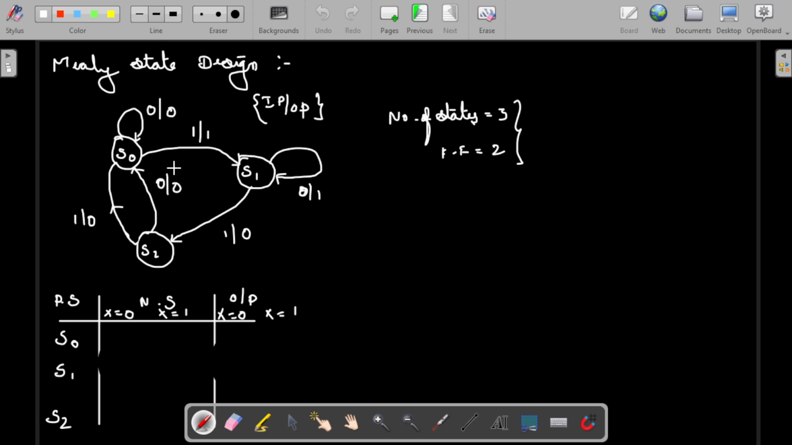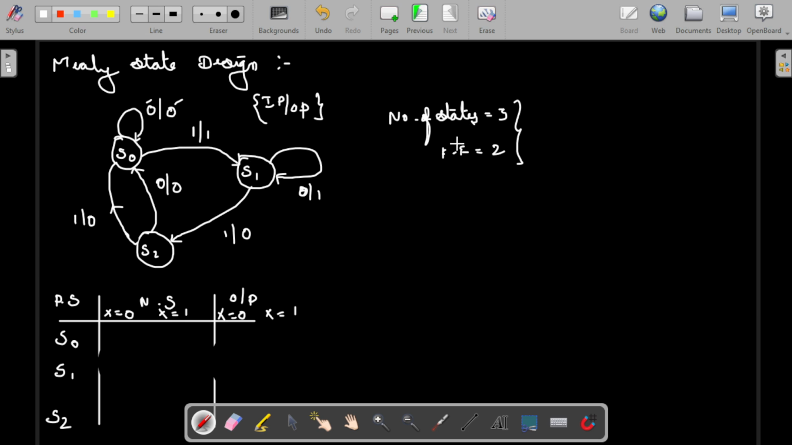Here we have taken one analogy where initially it is in the S0 state. When input is 0, the corresponding output will be 0 and it will stay in the same S0 state. This is how the Mealy machine will be represented. This is our input, this is output, and it will be in the same format. When the current state is S0 and input is 1, the next state will be S1 and the corresponding output is 1. Similarly we will go through all the states.